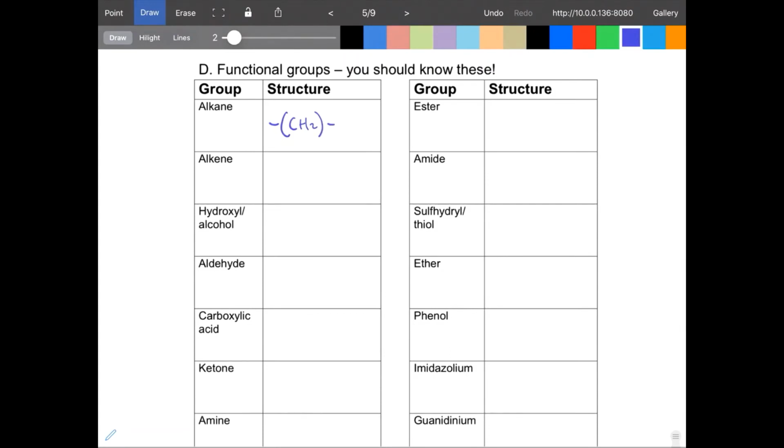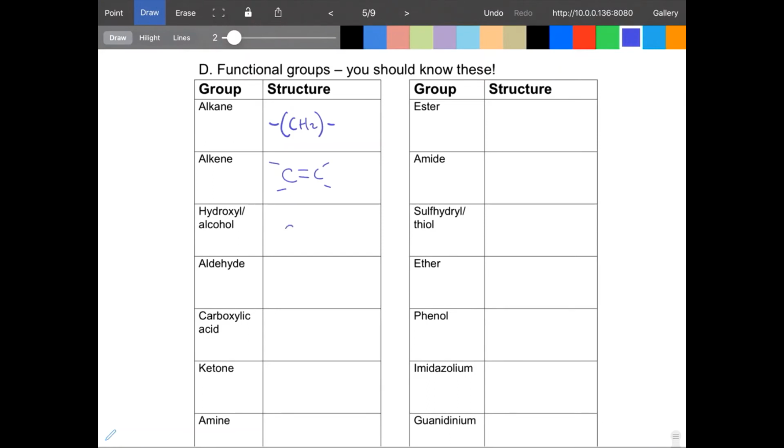But the key is we got carbon single bonds repeated throughout the structure. That makes it a very non-polar substance because CH bonds and CC bonds are very non-polar. We could also have alkene, and now we've introduced a carbon-carbon double bond, so whether that's ethene or something longer, whatever. And now we'll get into things that are a little bit more polar.